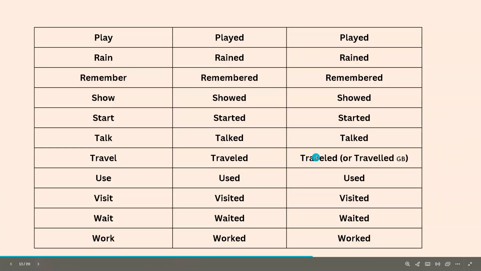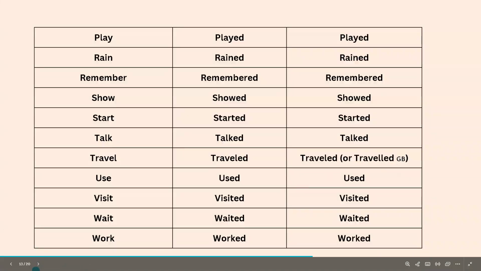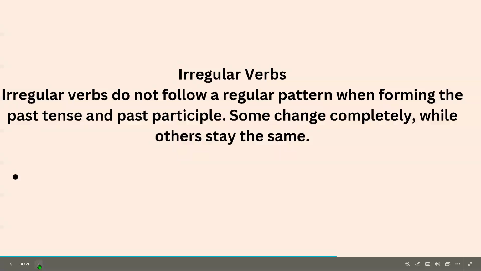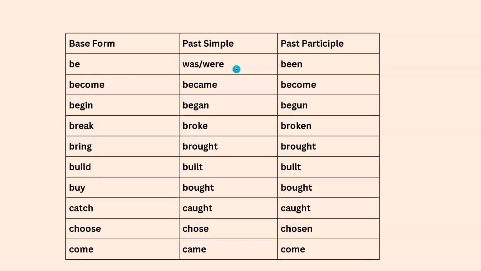But here is one word you see. Traveled, traveled or travelled, travelled. Okay. So both are correct. Next, irregular verbs. Here the V2 and V3 will be changing. Simple past and past participle will change. Spellings will be changing. Now let us see some words. See here, base form is be, past simple was or were, past participle form been. Okay?